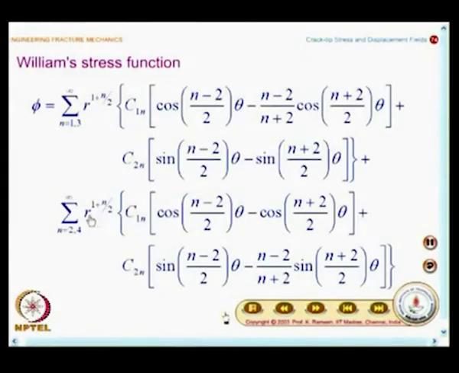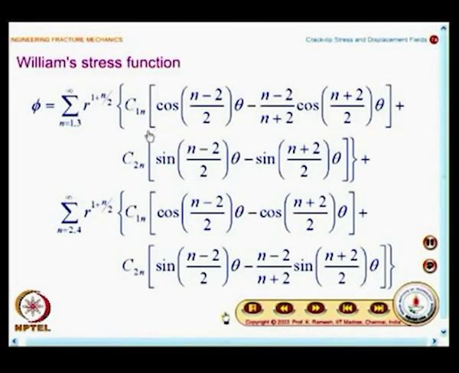And when you have a stress function in this form, you have a symmetric as well as an antisymmetric part. This we had not seen in the Westergaard stress function approach. We solved mode 1 problem separately, we solved mode 2 problem separately, and what you find here, you get the stress function in the form of a series, that is observation number 1.